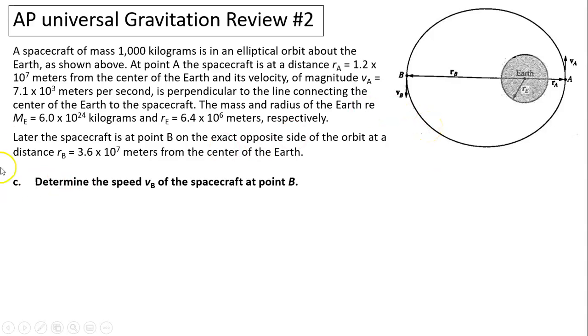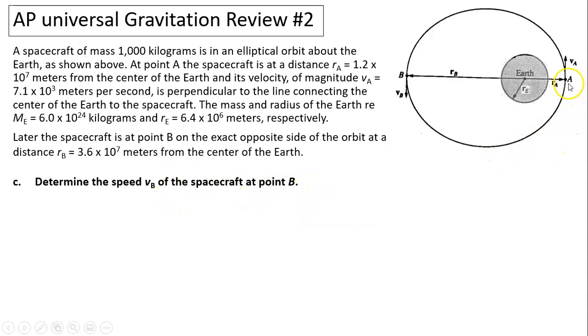Next part. Later, the spacecraft is at point B, going from A now to B on the exact opposite side of the orbit, at a distance RB of 3.6 times 10 to the 7 meters from the center of the Earth. Again, the angle between the velocity and RB should be 90 degrees. Determine the speed VB of the spacecraft at point B.